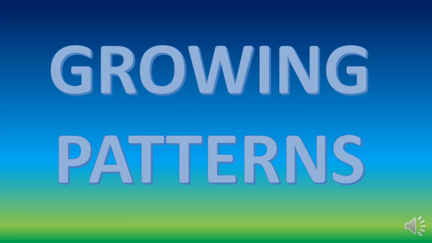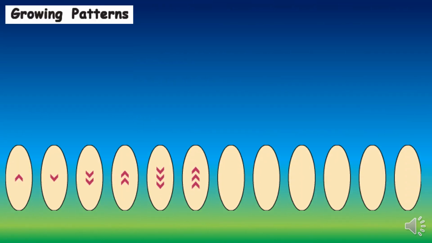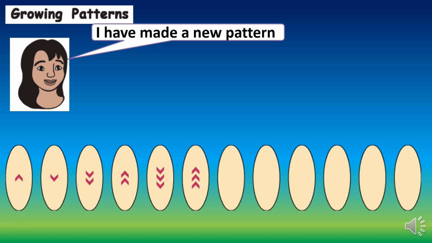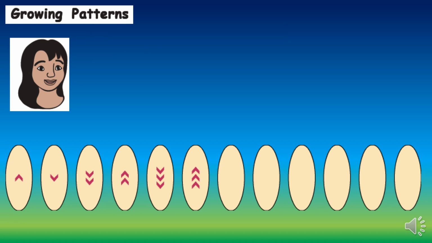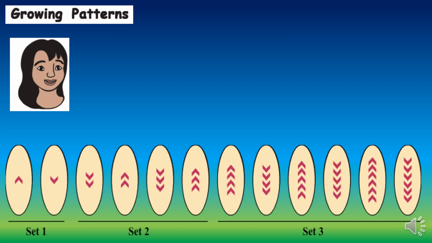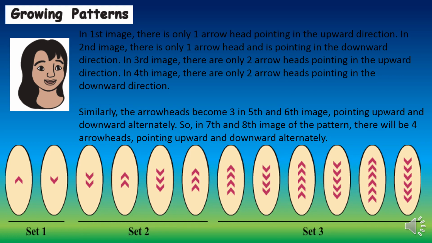Now we'll see about growing patterns. Look at this picture carefully. I have made a new pattern. In the first image there is only one arrowhead pointing in the upward direction. In the second image there is only one arrowhead and it is pointing in the downward direction.